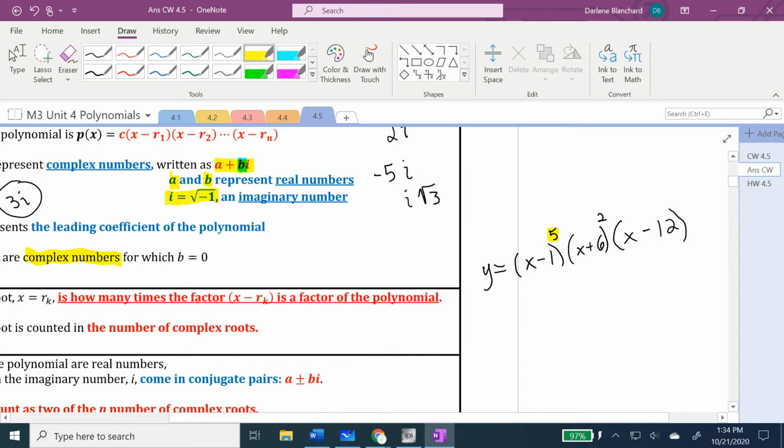I have 5 linear factors that are all x minus 1. I have 2 linear factors, and they are both x plus 6, and I have 1 linear factor that is x minus 12. And if I wrote this out where it didn't have exponents, I would see 8 parentheses across the board with just x plus or minus a number in them.